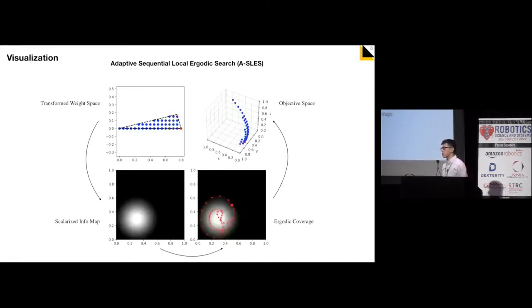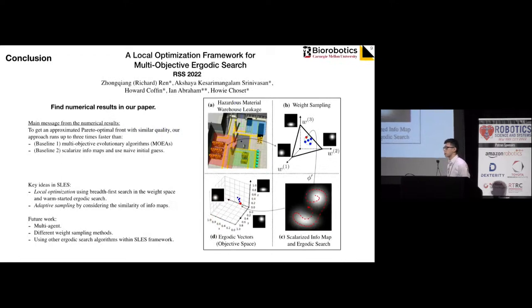Due to time limit, I have to skip the numerical results, but the short message is that our approach can run up to 3 times faster than the baseline approaches. Our code is also available online. I'm happy to take questions in either the Q&A or the poster session. Thank you.